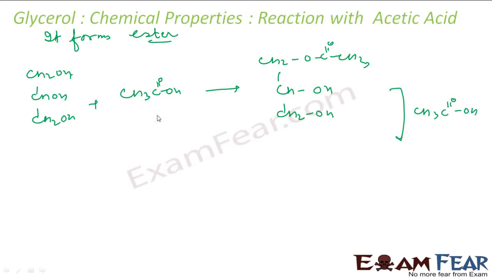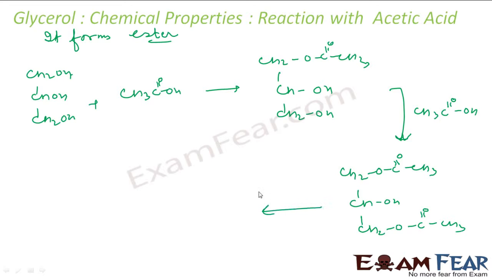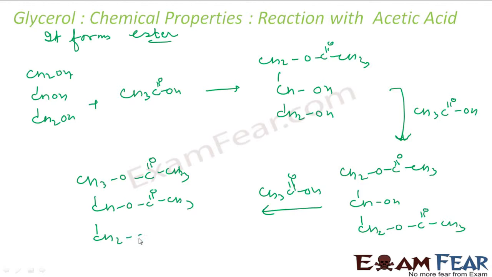Now again, what will happen is this last one will be converted. So this will be CH2OCOCH3, CHOH, and CH2OCOCH3. You add furthermore acetic acid, the remaining one will also be changed now. It will become CH2OCOCH3, CHOCOCH3, and CH2OCOCH3. This is the reaction mechanism actually.